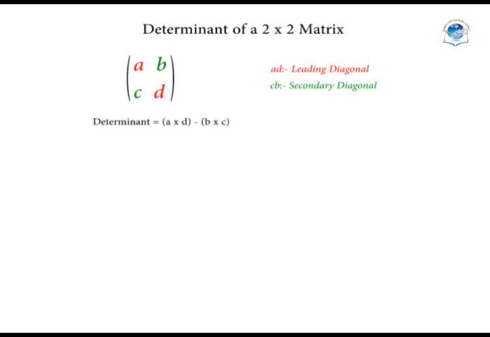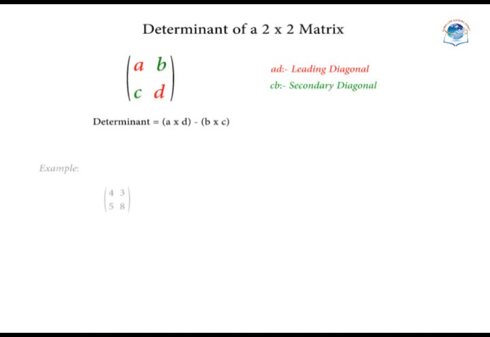Next, determinant of a 2 by 2 matrix. Now, given a 2 by 2 matrix A, B, C, D, A and D make the leading diagonal. B and C make the secondary diagonal. The determinant of this matrix is equal to the product of the leading diagonal minus the product of the secondary diagonal. That is AD minus BC.